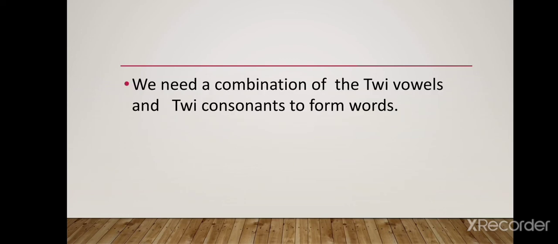Now, we need a combination of the Twi vowels and the Twi consonants to form words. Example: B and A will give you ba. T and O will give you tu.